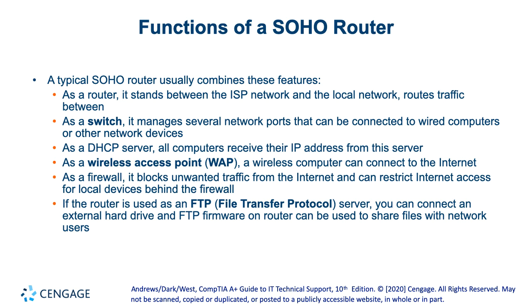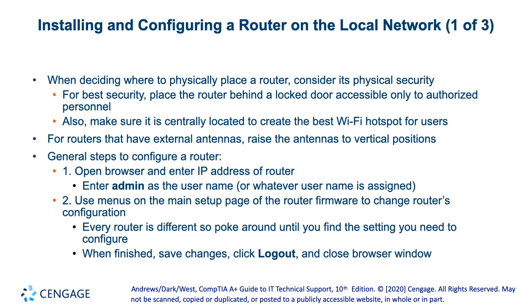And finally, it can be an FTP server, file transfer protocol server, or file server, allowing devices to share and store files to a connected external hard drive. When installing a new SOHO router, you should consider the accessibility of the router, and you might want to place it in a secure location such as behind a locked door, but also you'll want it in a centrally located location if it's also a wireless access point.